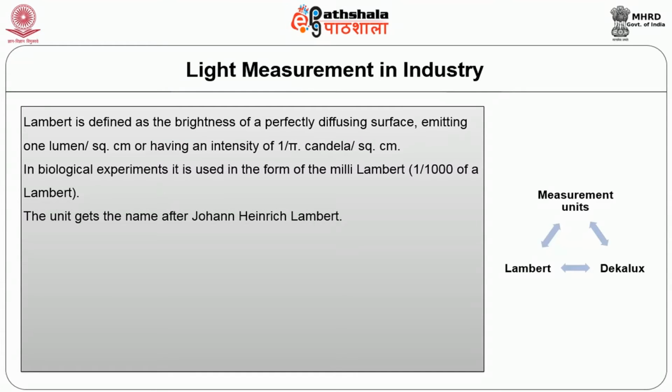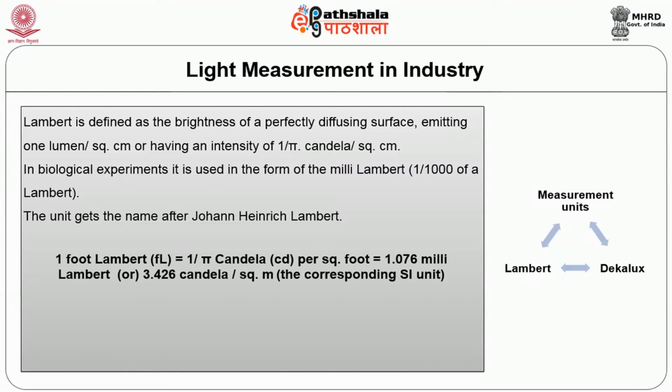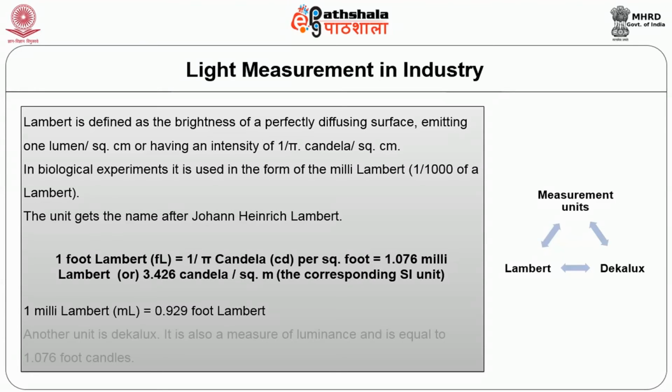The unit gets a name after Johann Heinrich Lambert. 1 foot Lambert is equal to 1 by pi candela per square foot, which is equal to 1.076 millilambert or 3.426 candela per square meter. 1 millilambert is equal to 0.929 foot Lambert.